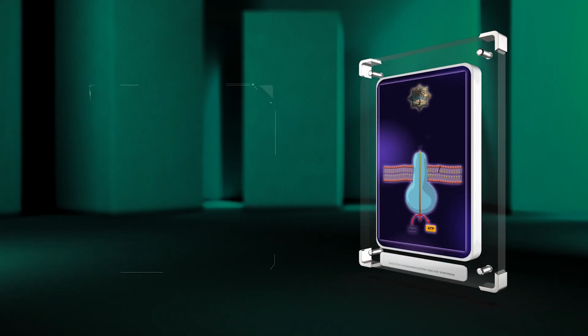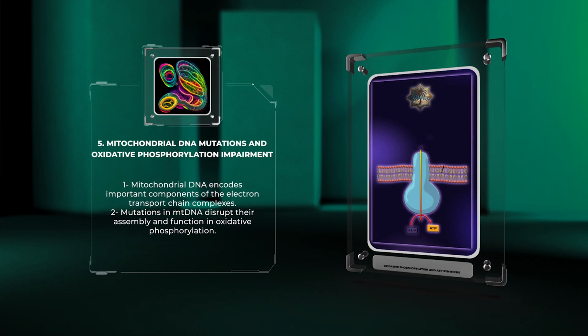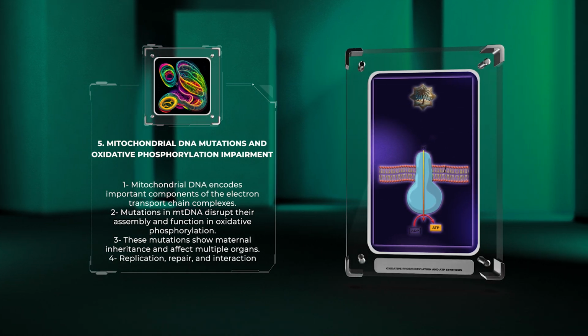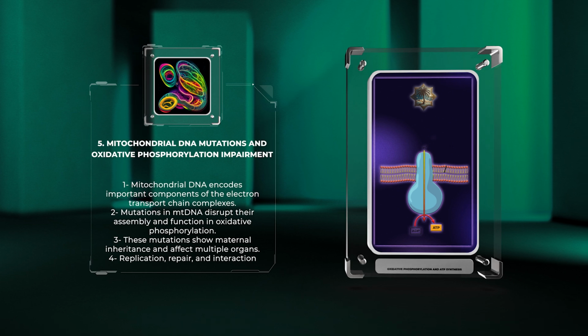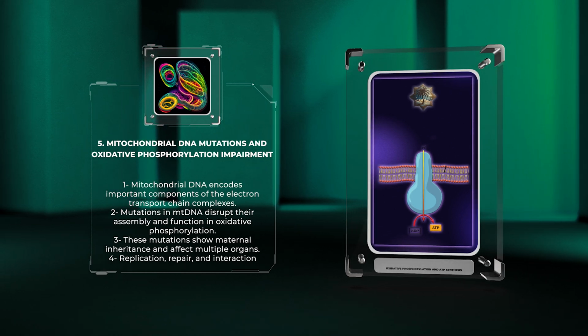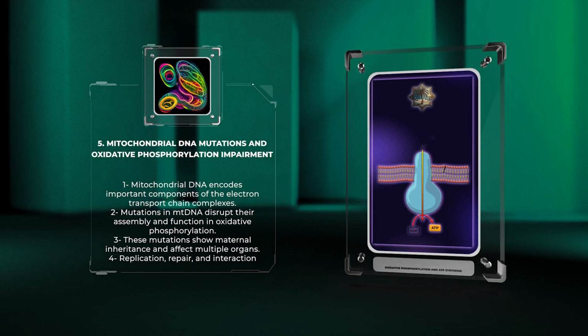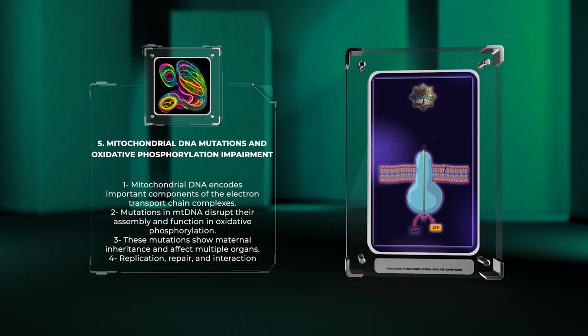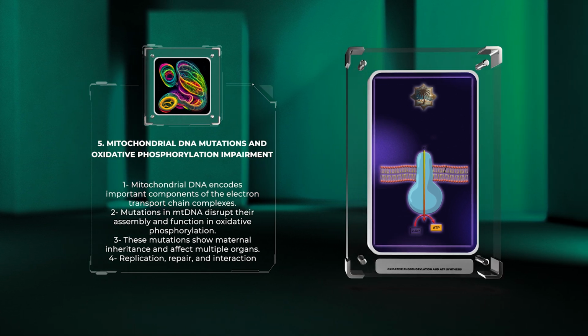Mitochondrial DNA, mtDNA, encodes important components of the electron transport chain complexes. Mutations in mtDNA can disrupt their assembly and function, impairing oxidative phosphorylation. These mutations often show maternal inheritance and can cause various symptoms affecting multiple organs. The replication, repair, and interaction of mtDNA with nuclear DNA are key factors in the development of mitochondrial diseases.